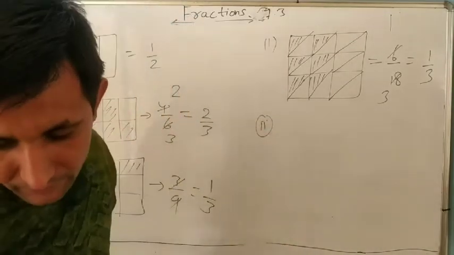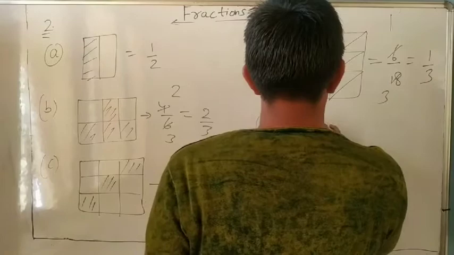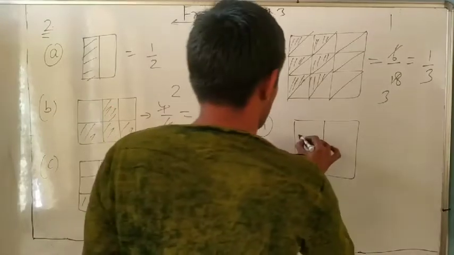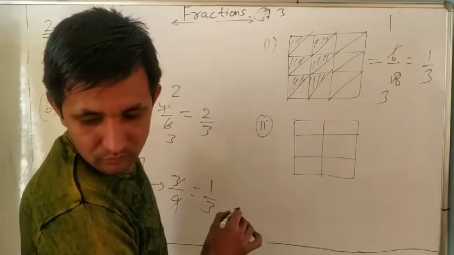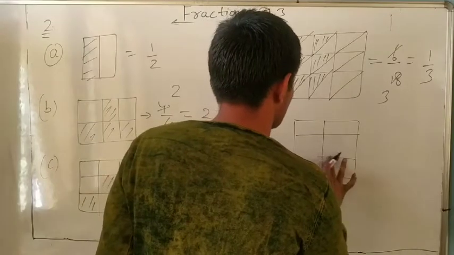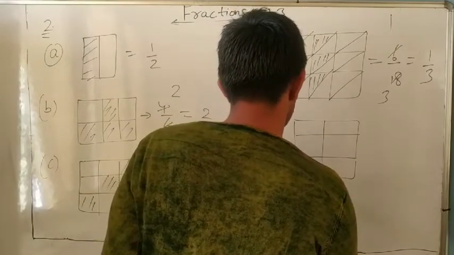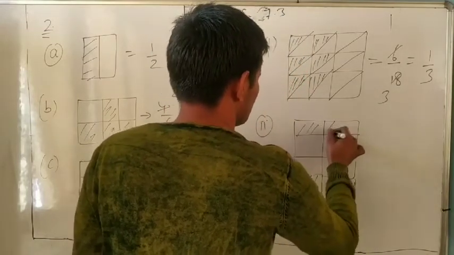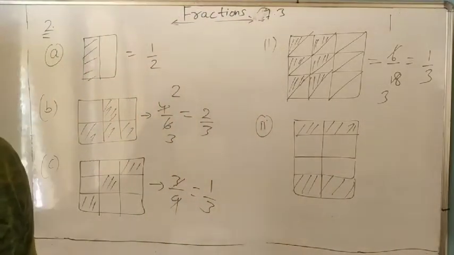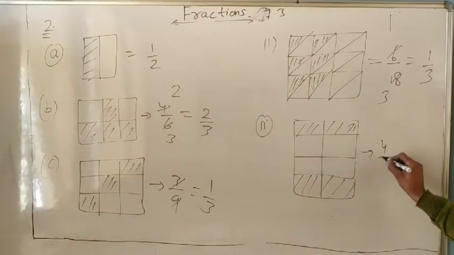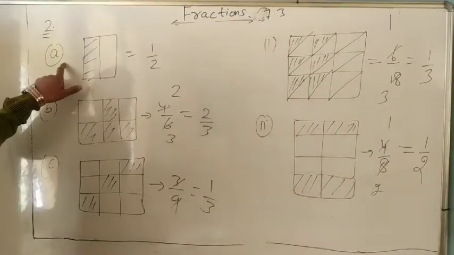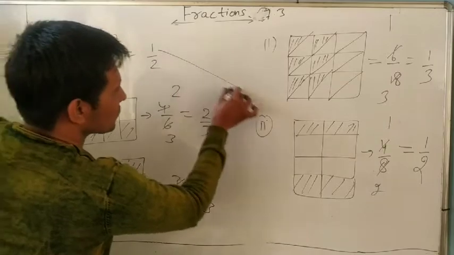B part, the second part. So like this one, 6 parts are given. So what is this one? We will write 4 upon 8. So 4 upon 8, what can you write? 4 ones are 4, 4 twos are 8. So 1 upon 2. Now we have to match it. A is 1 by 2. Which one is 1 by 2? So A is this one, 1 by 2.